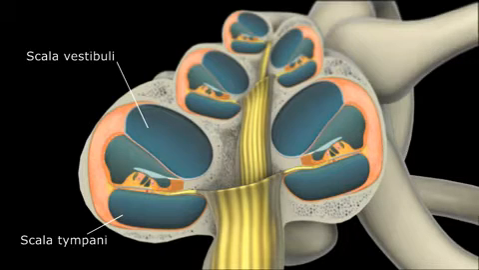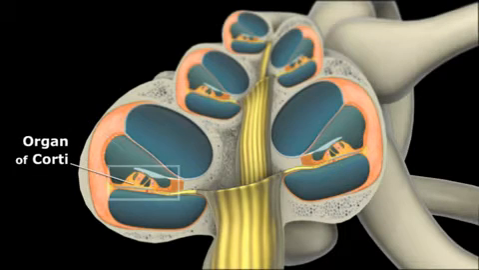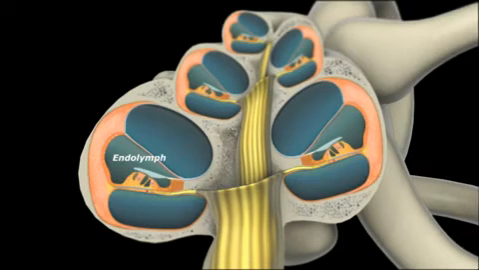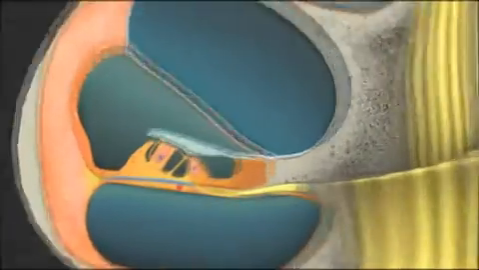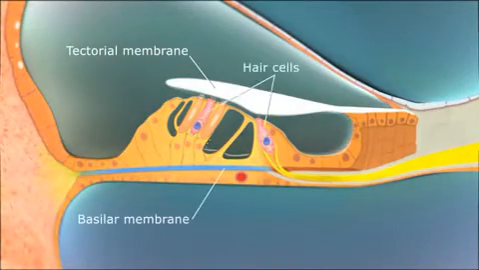Both the scala vestibuli and scala tympani contain perilymph. Between the scala vestibuli and scala tympani is the scala media. This houses the organ of Corti, which is referred to as the receptor organ of hearing. The scala media is filled with endolymph. The scala media includes structures from the tectorial membrane, basilar membrane, and hair cells, which sense the mechanical forces.